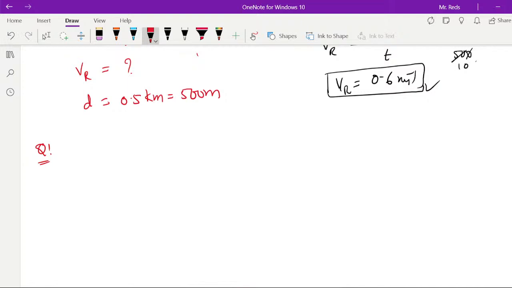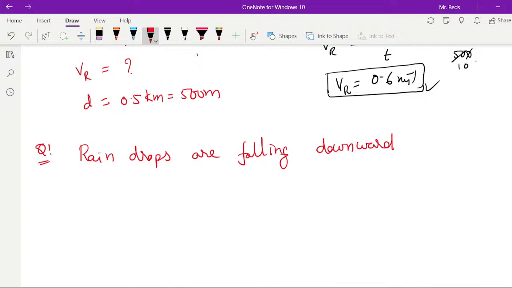Raindrops are falling downward at 2 kilometer per hour speed. Full stop.